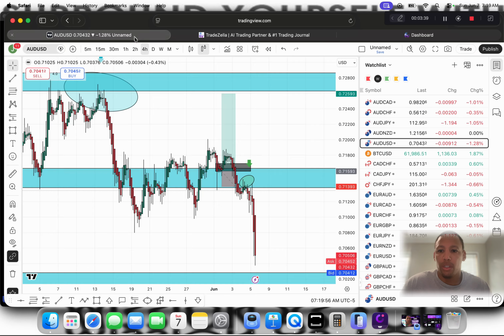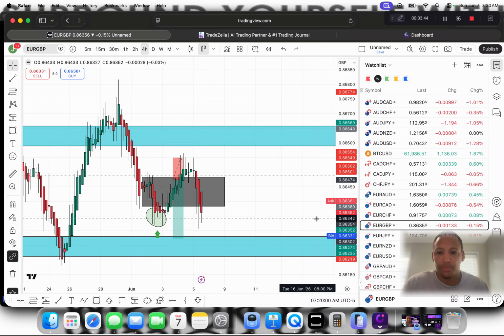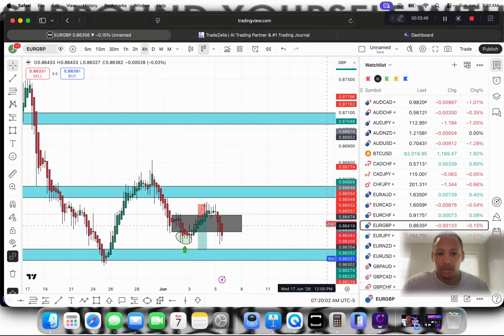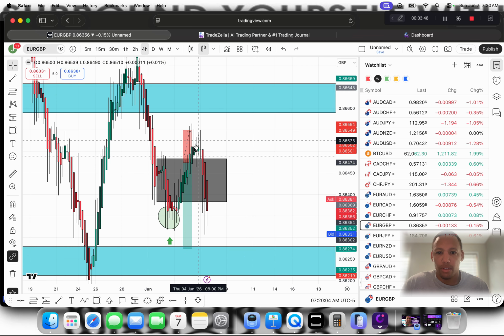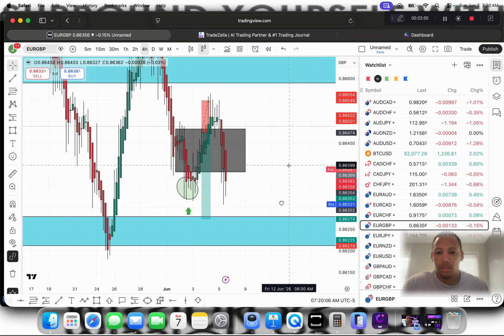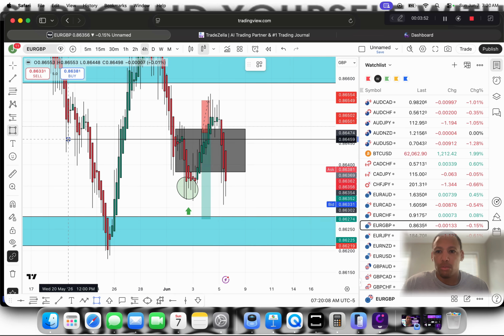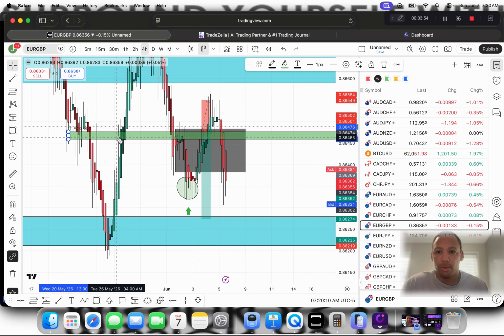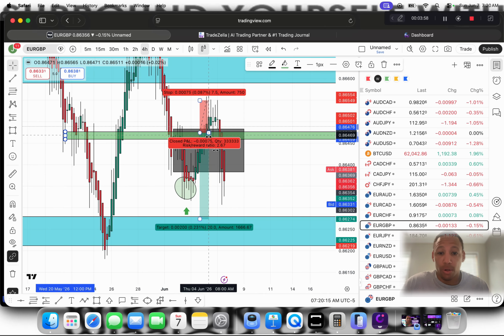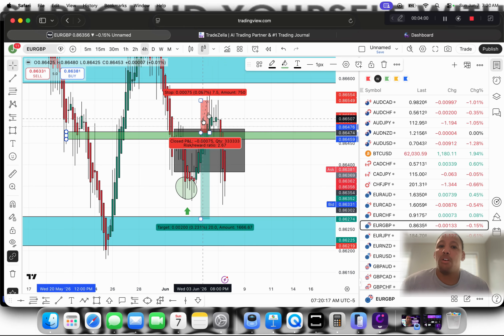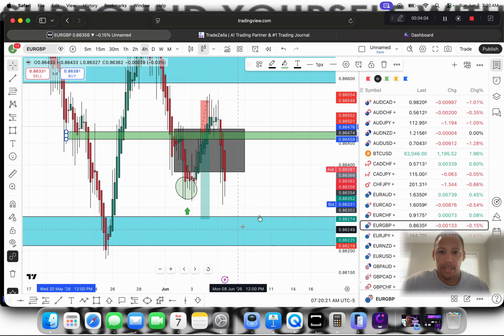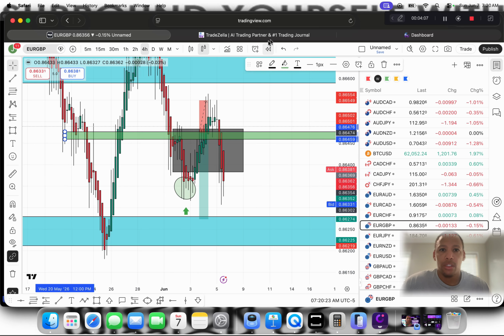Euro GBP. I took a loss. Man, this was a wick out back in the profit. So our H4 level, right? We retested it. We failed. I was looking for another retest for a continuation of the fall, but as you can see, price rose, wicked this out, and now it has fallen.